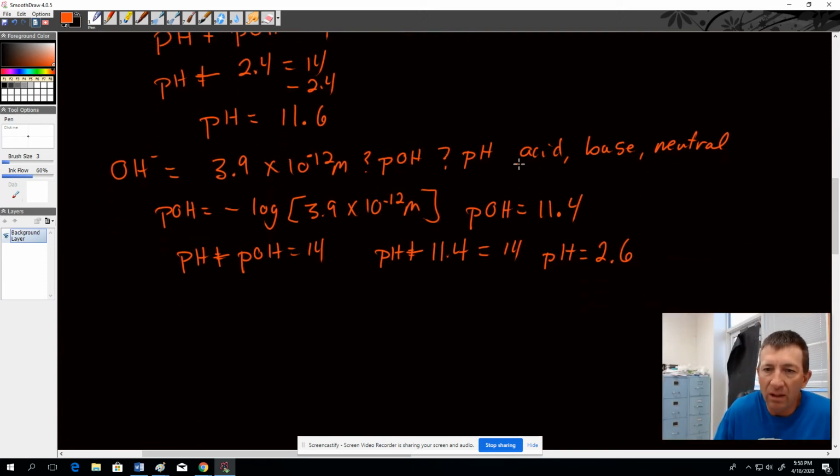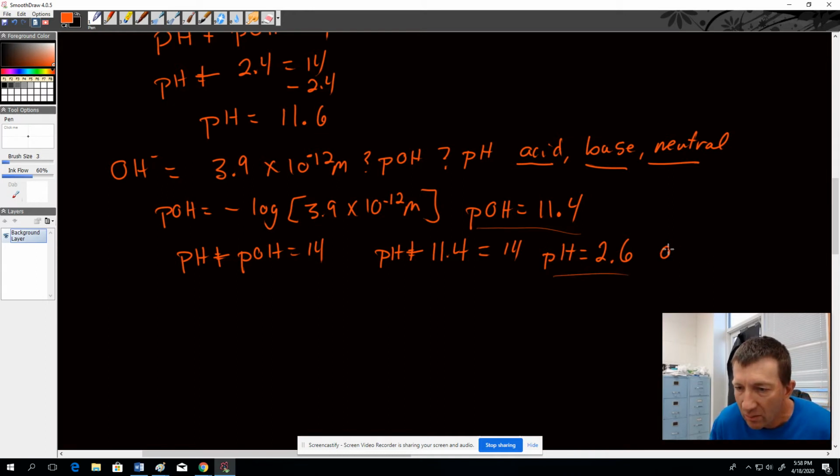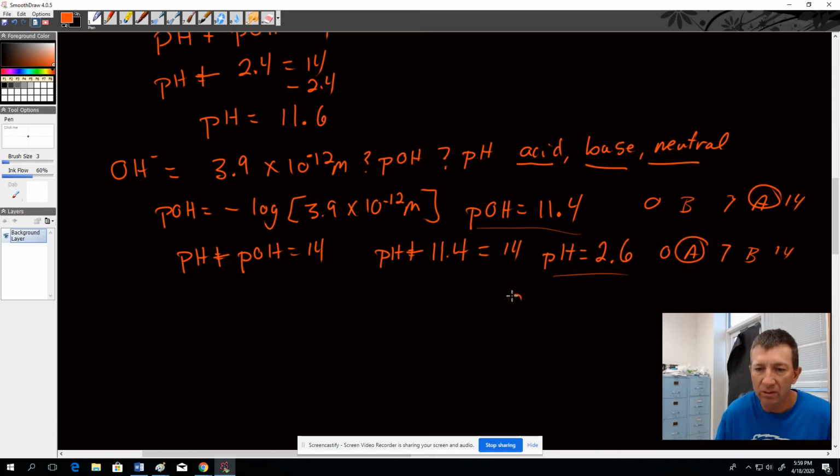Now, is it an acid, is it a base, or is it neutral? Well, we can look at both the pH scale and the pOH scale. If you remember, the pH scale was 0 to 14, 7 is neutral, below 7 was an acid, above 7 was a base. The pOH scale, 0 to 14, 7, below 7 was a base, above 7 was an acid. So pOH is above 7, so that means it's an acid, right? pH is below 7, it's an acid. So this is going to be an acid, okay?